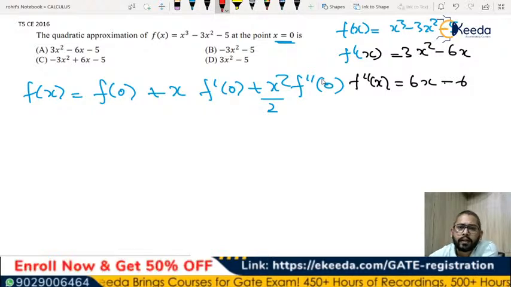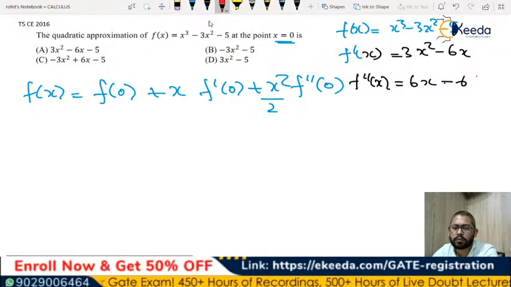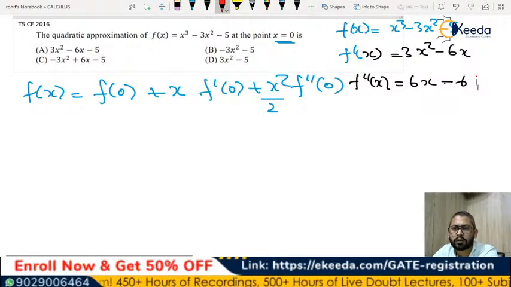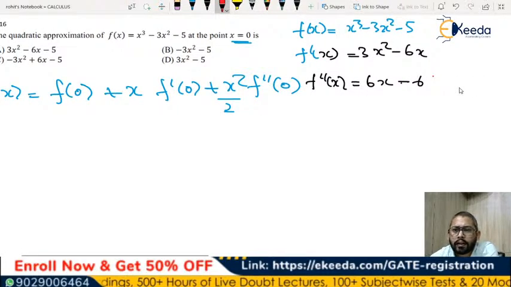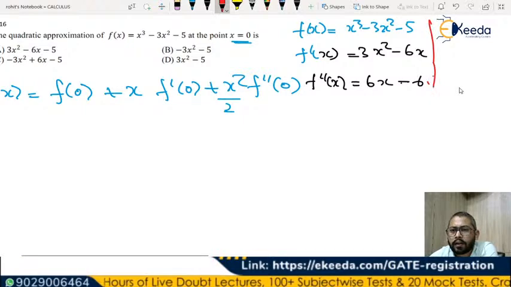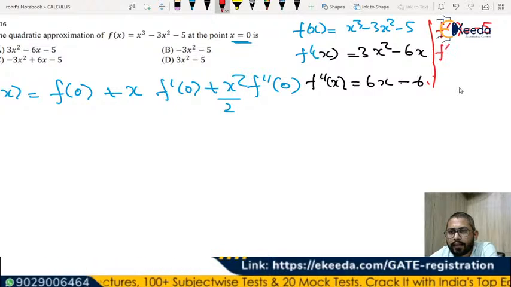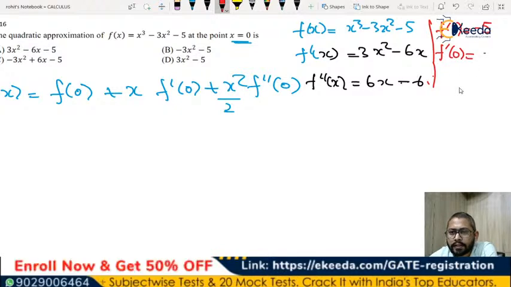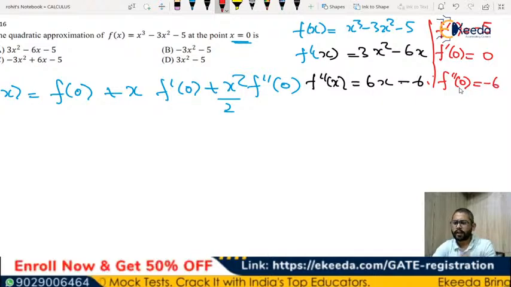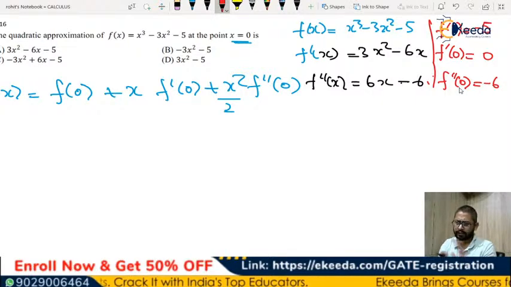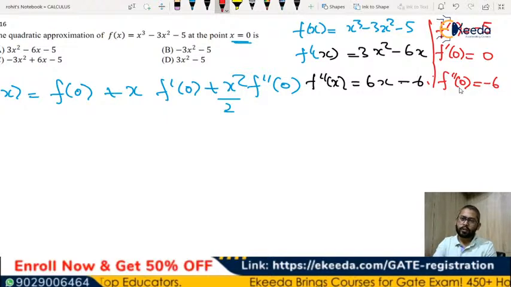Now what do you need? You need f of 0. So let's write it. F of 0 is minus 5. F dash at 0 is 0. F double dash of 0 is minus 6. Just put x equal to 0 there, you'll get it. Nothing big. You have found the first derivative, second derivative, third derivative. Putting x equal to 0, you have found the values.